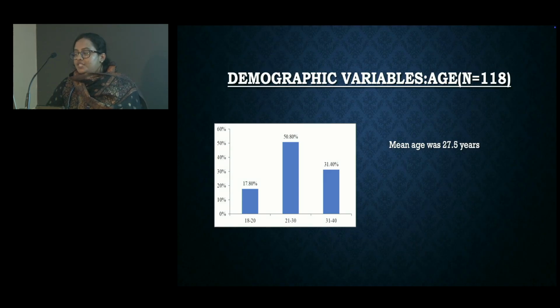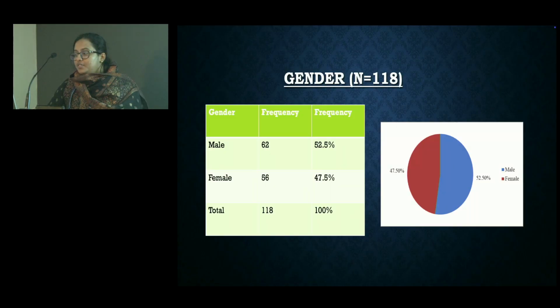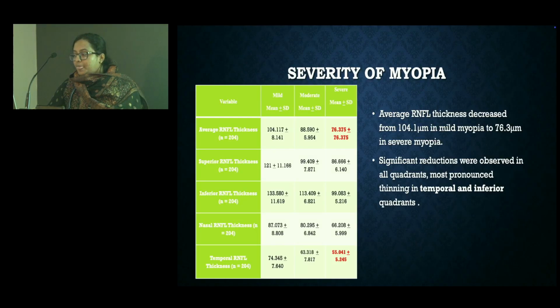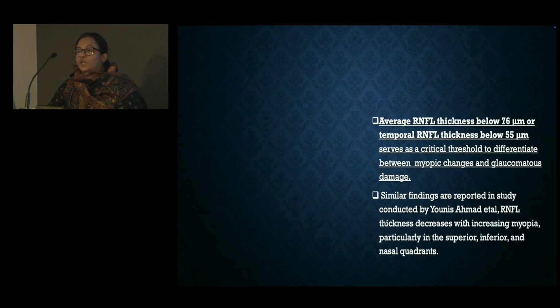Results of the study. In my study population, mean age is 27.5 years, and 47.5% are females and 52.5% are males. By comparing the relationship between the severity of the myopia and RNFL thickness, average RNFL thickness decreased from 104.1 micrometer in mild myopia to 76.3 micrometer in severe myopia. There is significant reduction observed in all quadrants, which is more pronounced in temporal and inferior quadrants. Average RNFL thickness below 76 micrometer or a temporal RNFL thickness below 55 micrometer serves as a critical threshold to differentiate between myopic changes and glaucomatous damage.